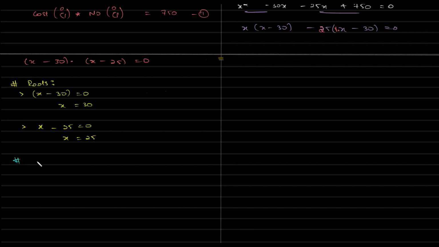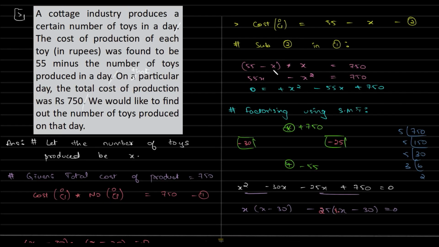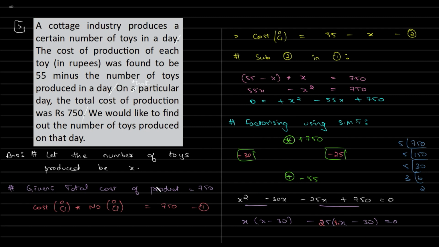Anyways, our answer is not that. The number of toys produced can be 25 or 30. Okay, so let's verify that. 30, 25, 30. Yes, it's correct. People who want to pause can pause and have a look.